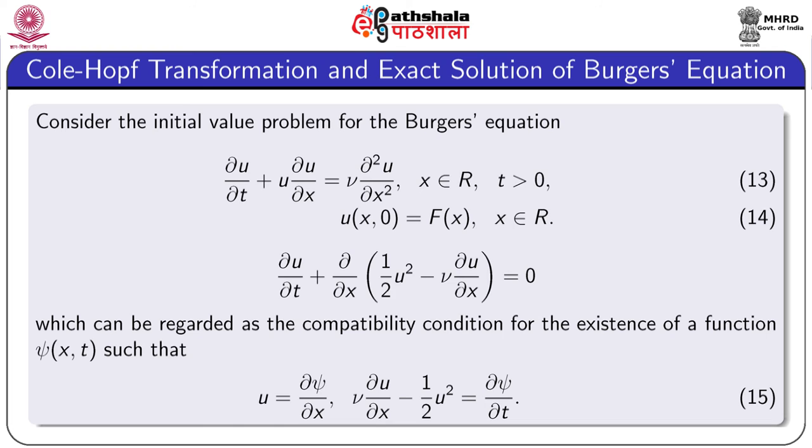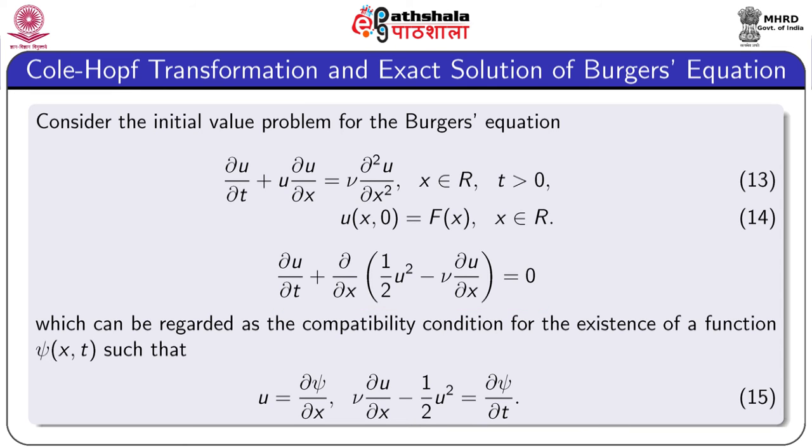I have already discussed the nonlinear Burgers' equation, which is written in equation number 1. Now, I am going to solve that equation together with the initial condition u at time t equals 0 equals capital F of x. Now we write equation 13, the nonlinear Burgers' equation, in the form del u by del t plus del by del x of half u square minus nu del u by del x equals 0.